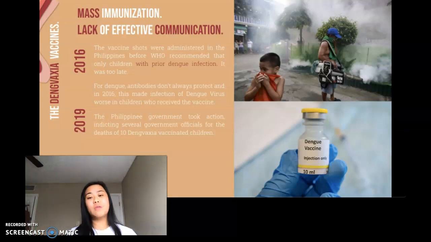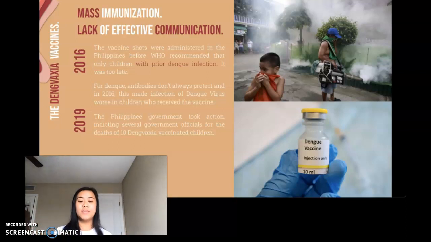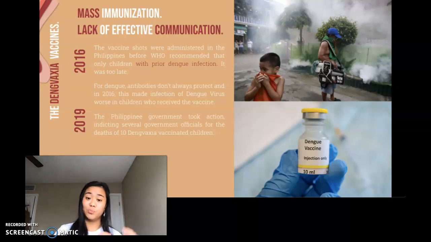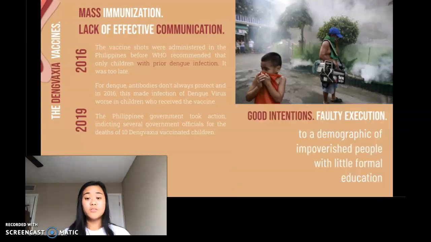So the controversy surrounding this vaccine actually lies within the dengue virus's biological properties. For dengue, the antibodies aren't always protective, which means that in 2016, this made the infection of the dengue virus worse in children who received the vaccine but did not have prior contraction of the virus. Unfortunately, this occurred because of good intentions but faulty execution.